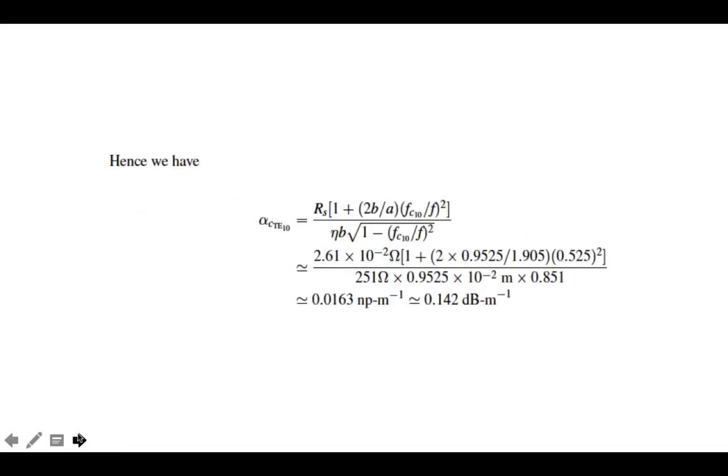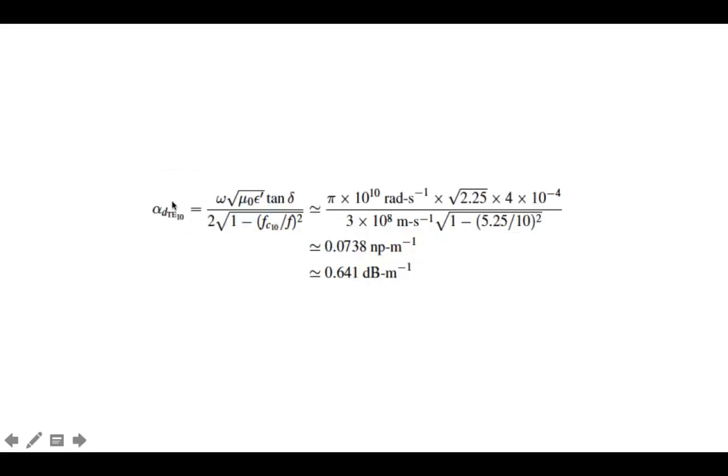So next, we calculate the conductive losses. So we have this surface resistance, and then we have these parameters that are a function of the guide dimensions and the ratio of the cutoff frequency to the propagating frequency, and thrown in here is the intrinsic impedance. So making substitutions for all of those, if you just do a direct calculation, you're going to get 0.0163 nepers per meter. And then that's basically equal to 0.142 dB per meter. So you can get this by taking 20 log of this, and then that basically gives you the relationship between the two.